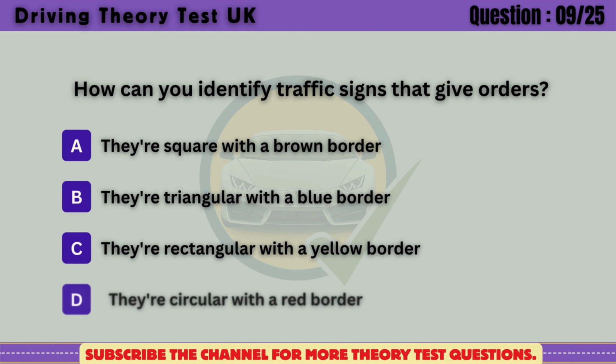Question 9. How can you identify traffic signs that give orders? A. They're square with a brown border. B. They're triangular with a blue border. C. They're rectangular with a yellow border. D. They're circular with a red border.